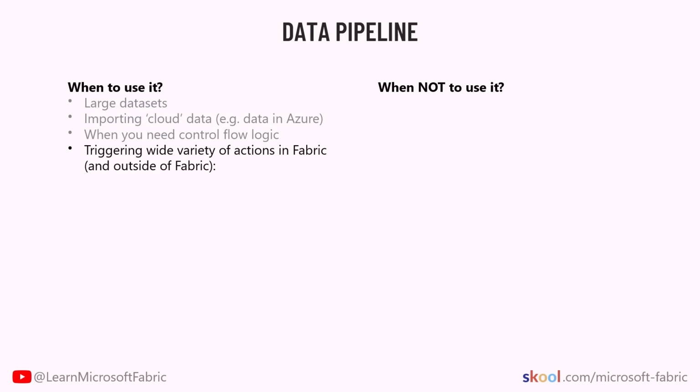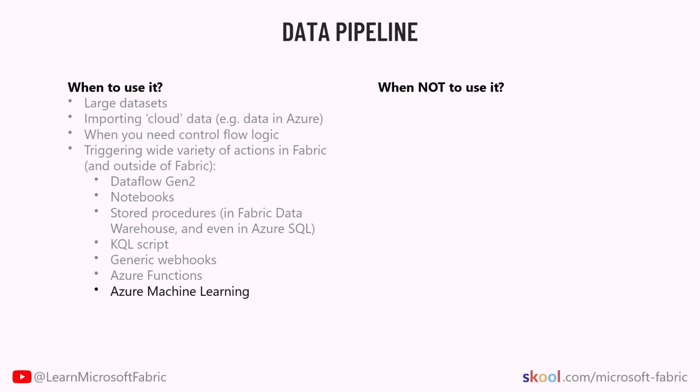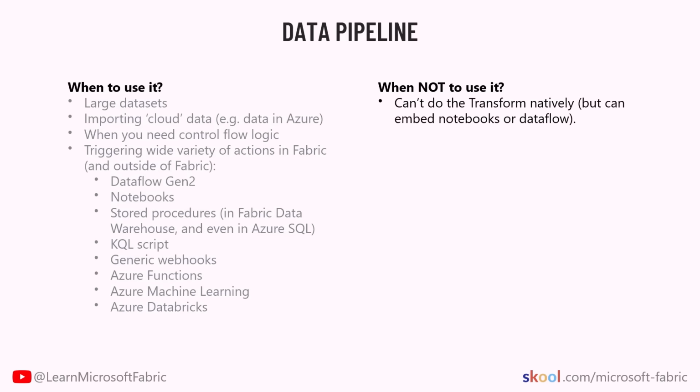Data pipelines can trigger a wide variety of actions in Fabric and also outside of Fabric. We can trigger data flows, notebooks, and stored procedures, both Fabric data warehouse stored procedures and even stored procedures in external databases like an Azure SQL database. We can also trigger KQL scripts, generic webhooks, Azure functions, Azure machine learning, and Azure Databricks. All of these connectors are built into a data pipeline, and it can trigger different things depending on your workflow.